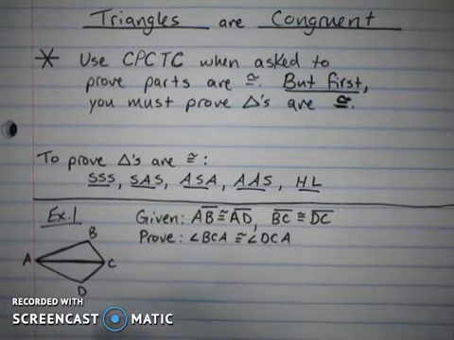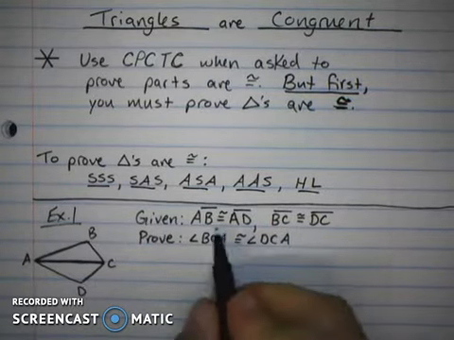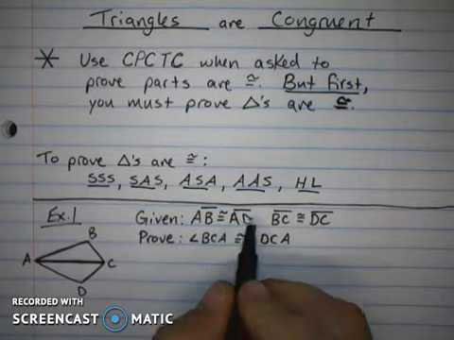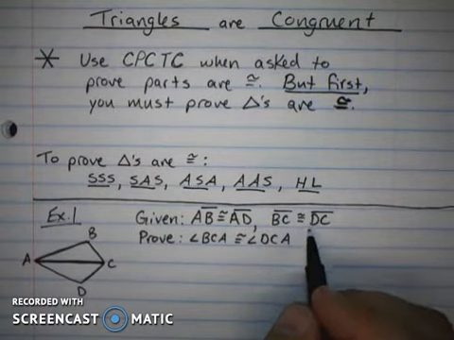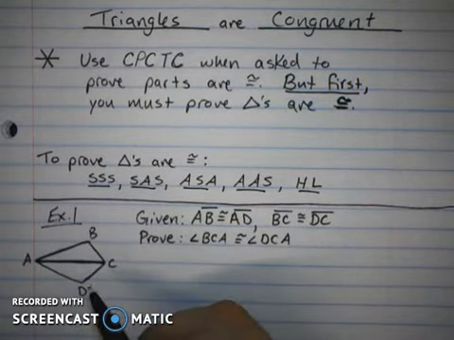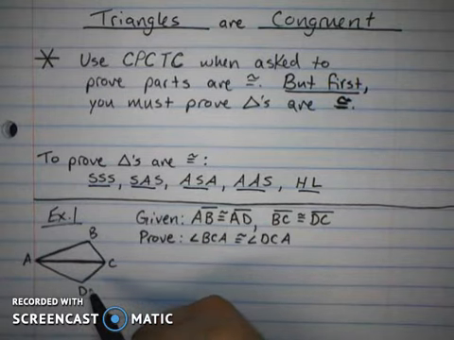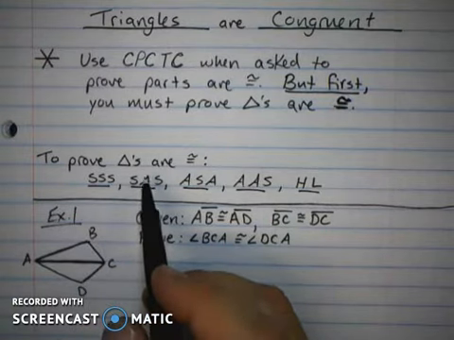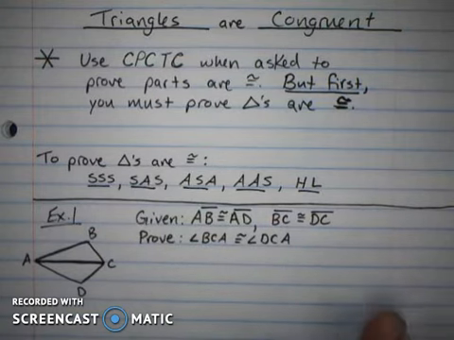All right, in example 1, we're given this diagram. We have two triangles stacked on top of each other like this. We are given segment AB is congruent to segment AD, and segment BC is congruent to segment DC. And we want to prove that angles BCA and DCA are congruent angles. And we're going to do that by first proving the triangles are congruent, then using CPCTC to prove that these individual parts are congruent.